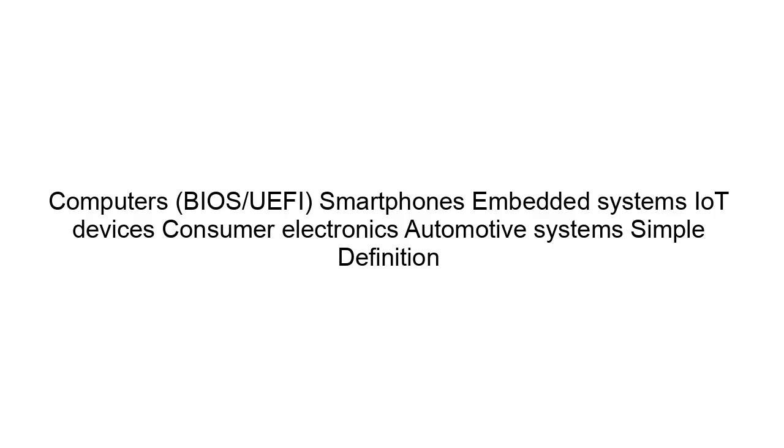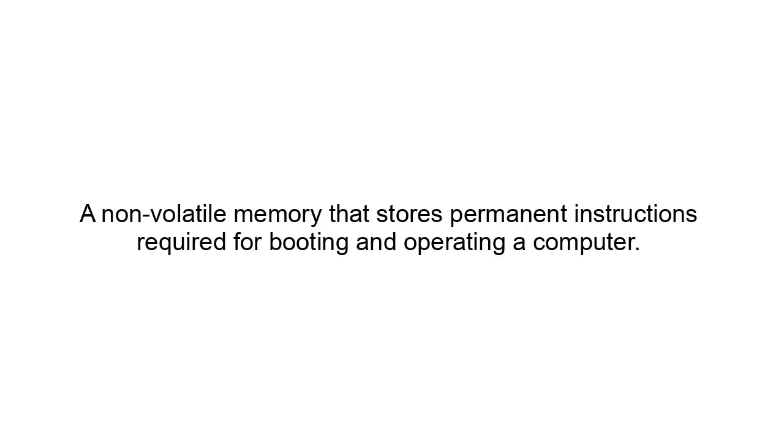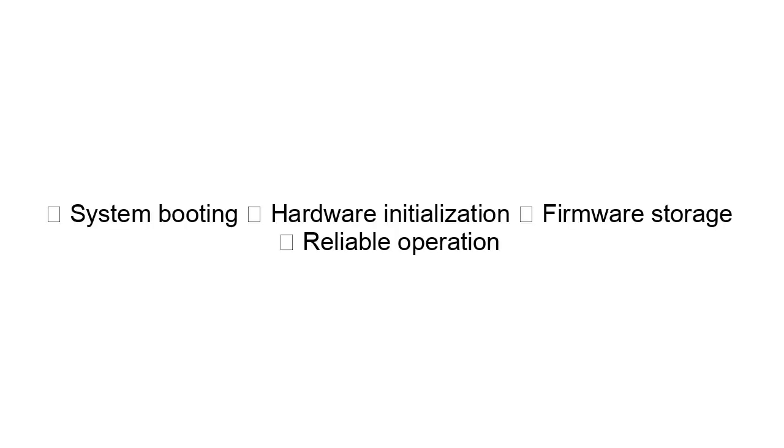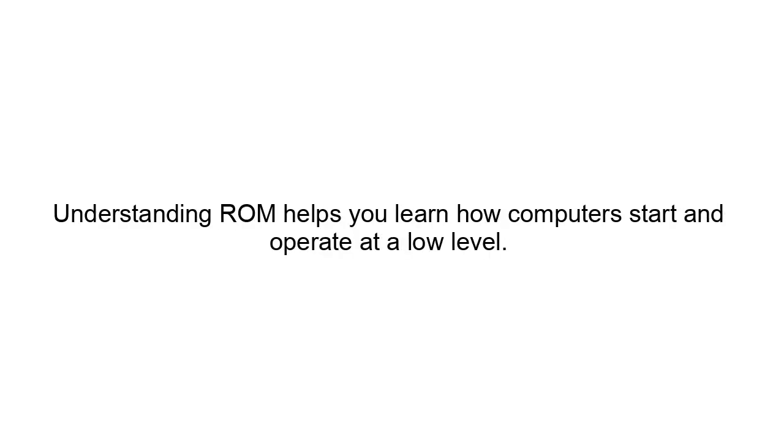Simple definition. ROM, read-only memory, is a non-volatile memory that stores permanent instructions required for booting and operating a computer. Final summary: ROM is essential for starting and controlling a computer system. It enables system booting, hardware initialization, firmware storage, and reliable operation. Understanding ROM helps you learn how computers start and operate at a low level.